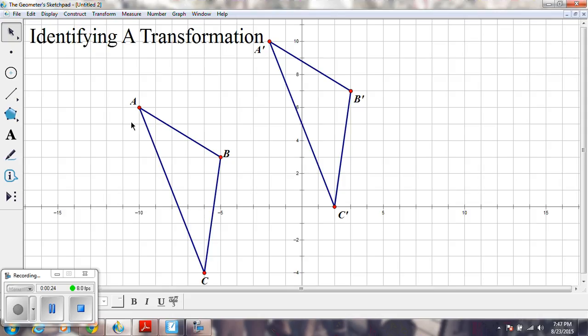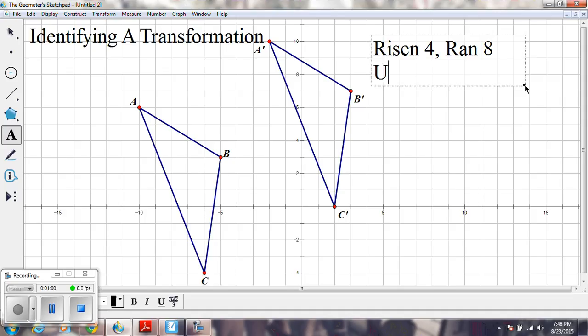To identify a translation, we simply need to count corresponding parts together. Let's say I'm going to pick up point A and move it to be A prime. So let's count. You have moved up 1, 2, 3, 4, and you have moved right 1, 2, 3, 4, 5, 6, 7, 8. Now, if this is a transformation, that should be consistent. We can tell that we have risen 4 and run 8. Now, let's give a direction with that: up 4, right 8.